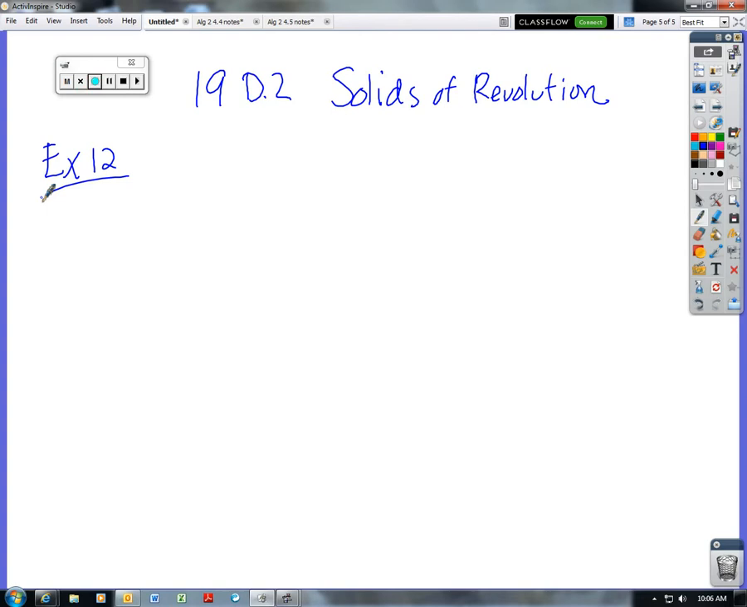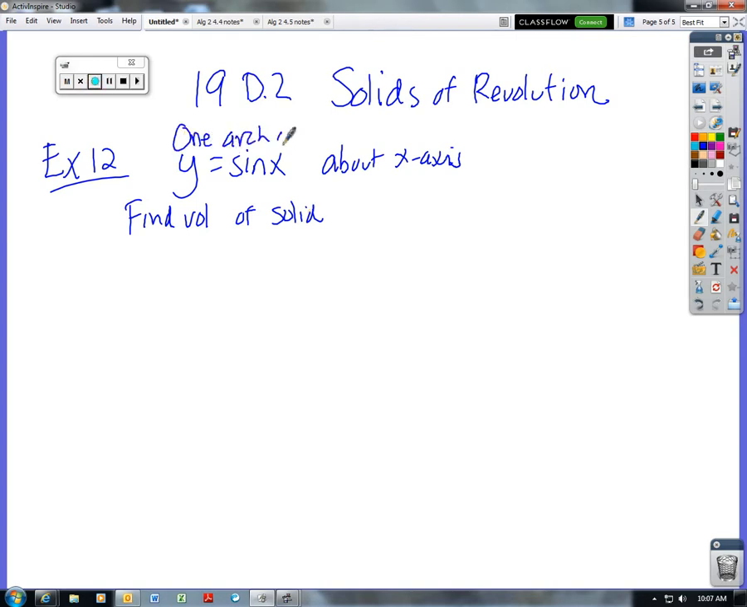They've got y equals sine of x, and we're going to rotate that about the x-axis again. And we just want to find the volume of the revolution, the volume of the solid. So we're doing one arch of y equals sine of x.